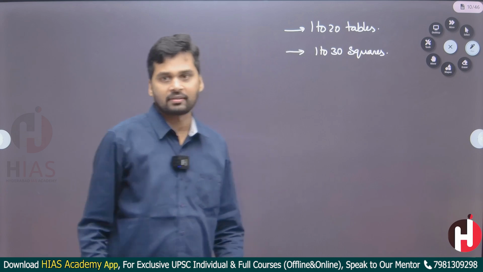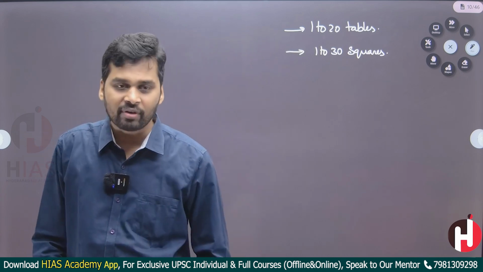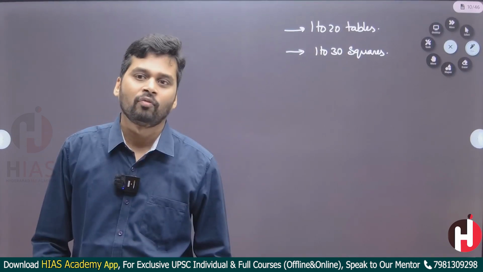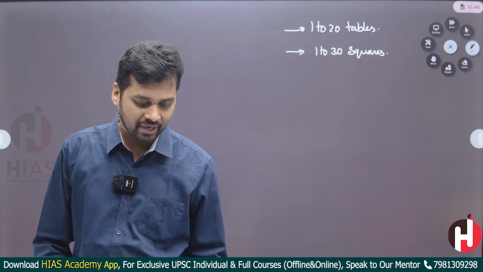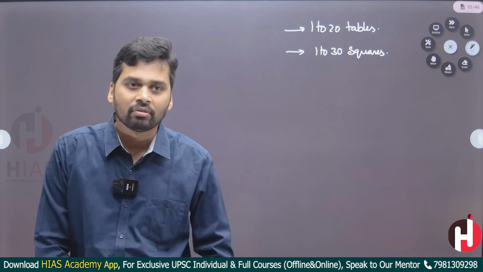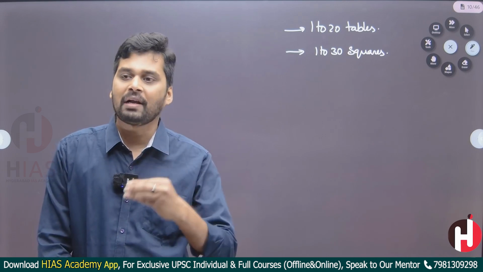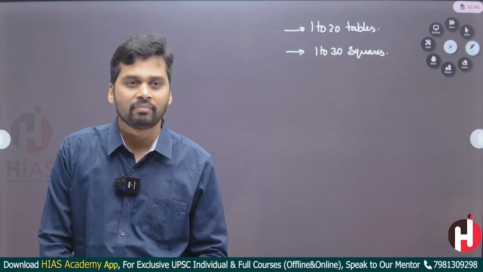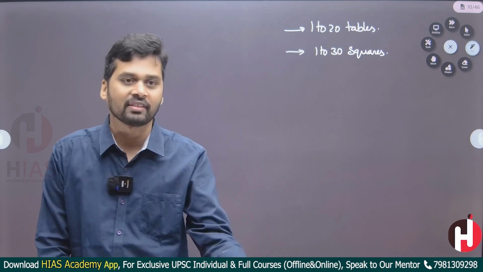Minimum 1 to 30 squares. For example, 21 square. What is 21 square? 441. Okay, so when it comes to a square number, even in the arithmetic part, suppose we don't know 21 square, at least we have an option that we can multiply 21 into 21.